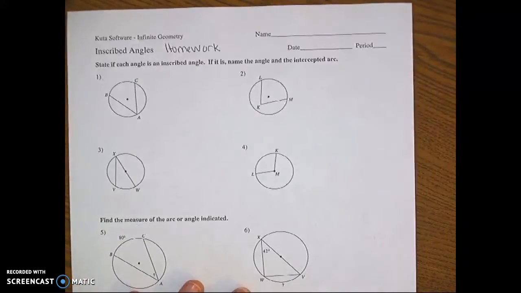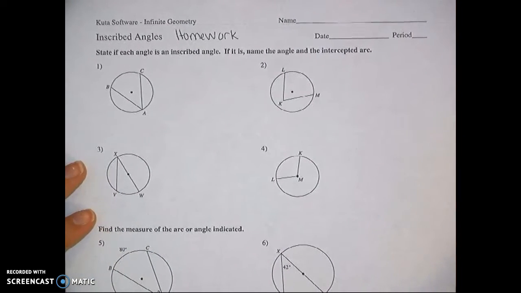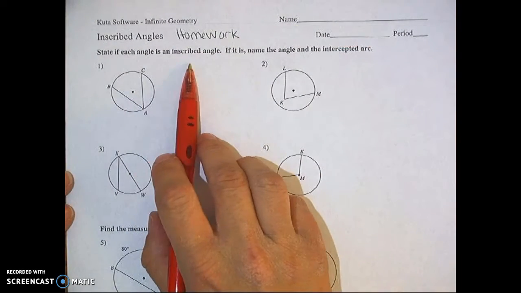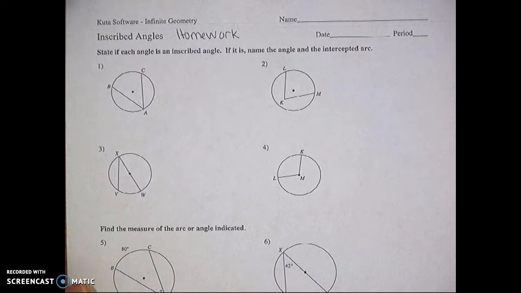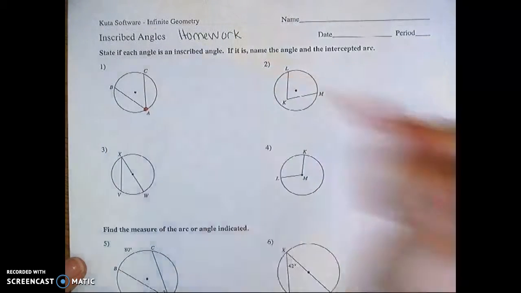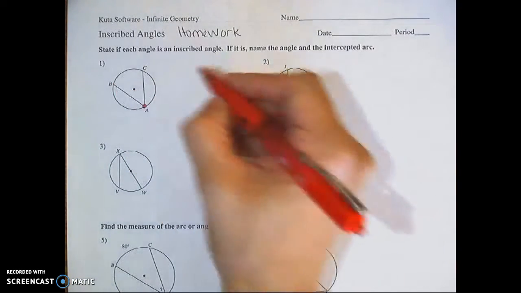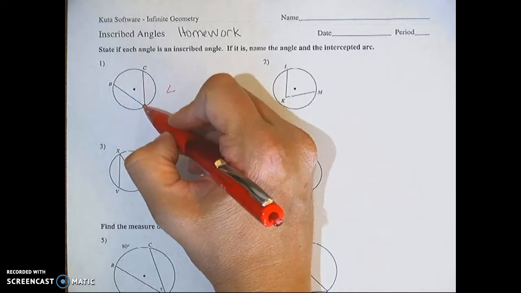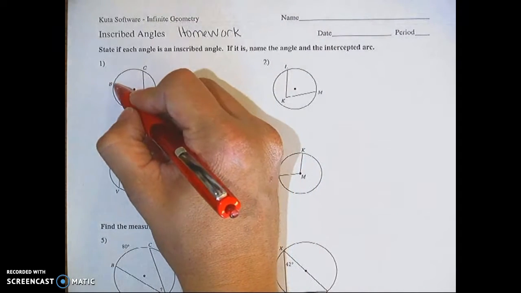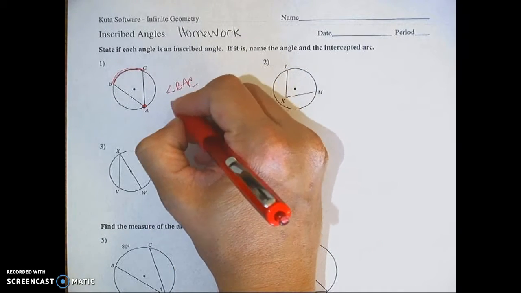All right, this homework was our classwork. We actually did this in class for the most part. This was your inscribed angles. This is the last thing we learned. The first part of this is just asking if each angle is an inscribed angle, and if it is, name the angle and its intercepted arc. For something to be an inscribed angle, its vertex has to be on the circle. That's what makes it an inscribed angle. And this one does have a vertex on the circle. If I was to name this angle, I would name it BAC. So angle BAC is an inscribed angle. Its intercepted arc is this arc that is between the two sides of the angle, which would be arc BC.